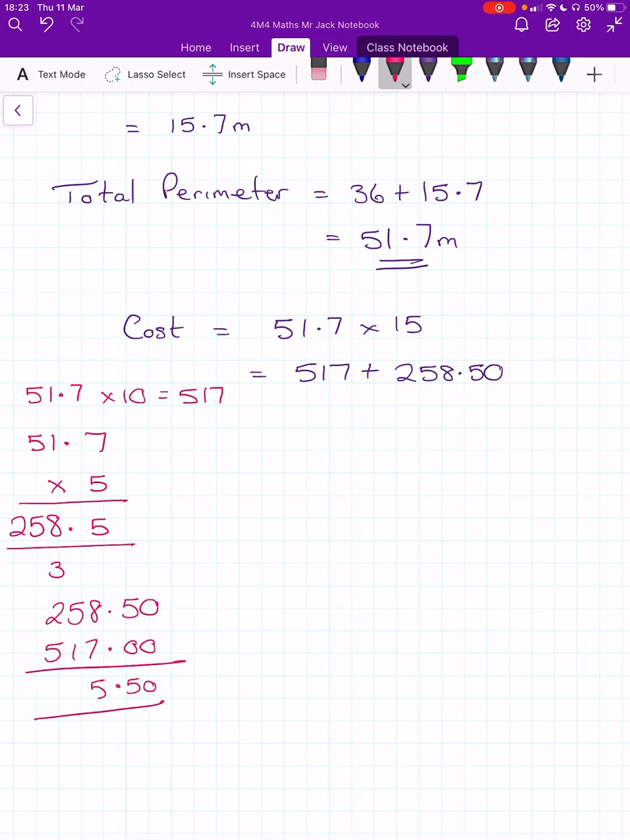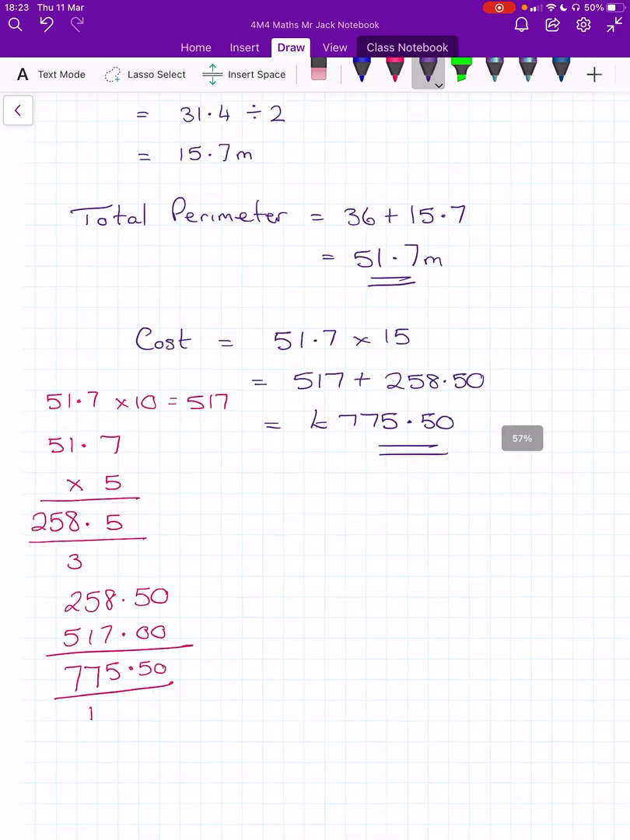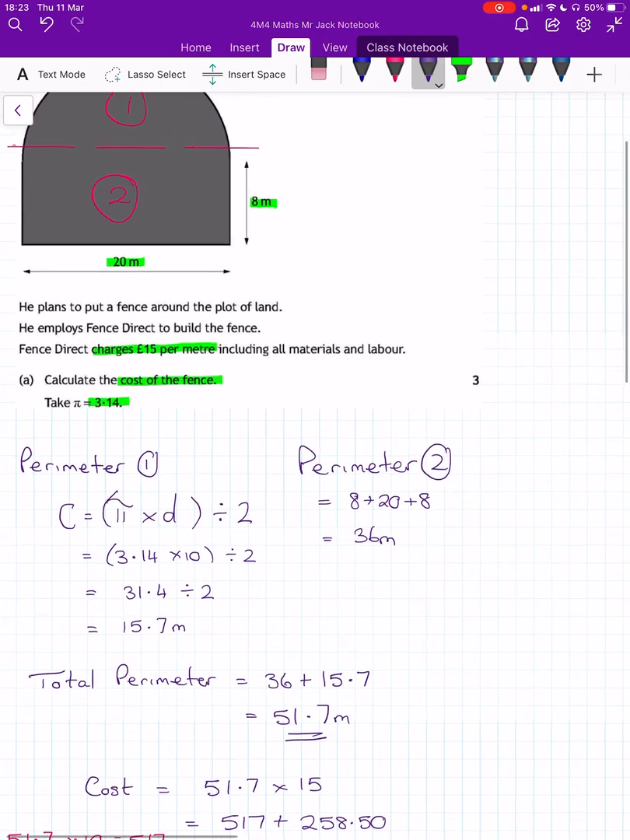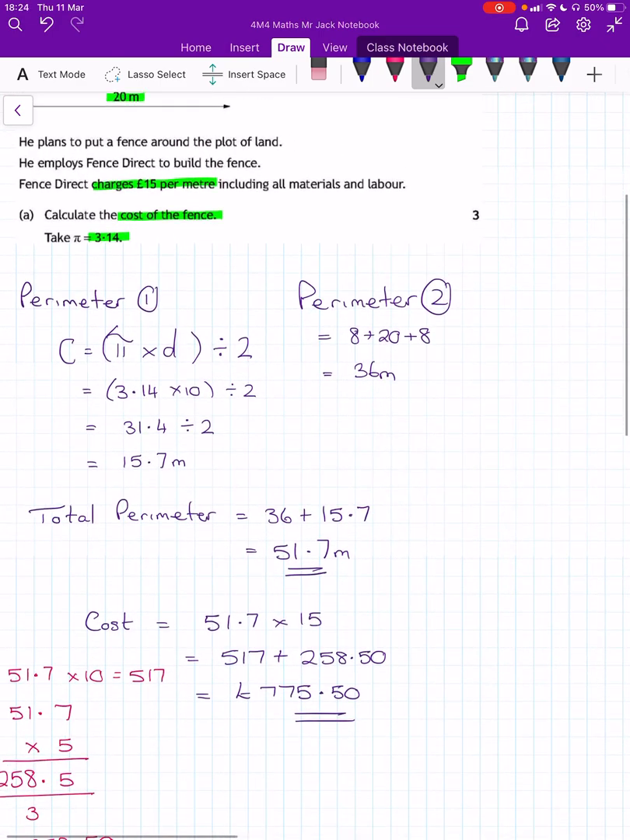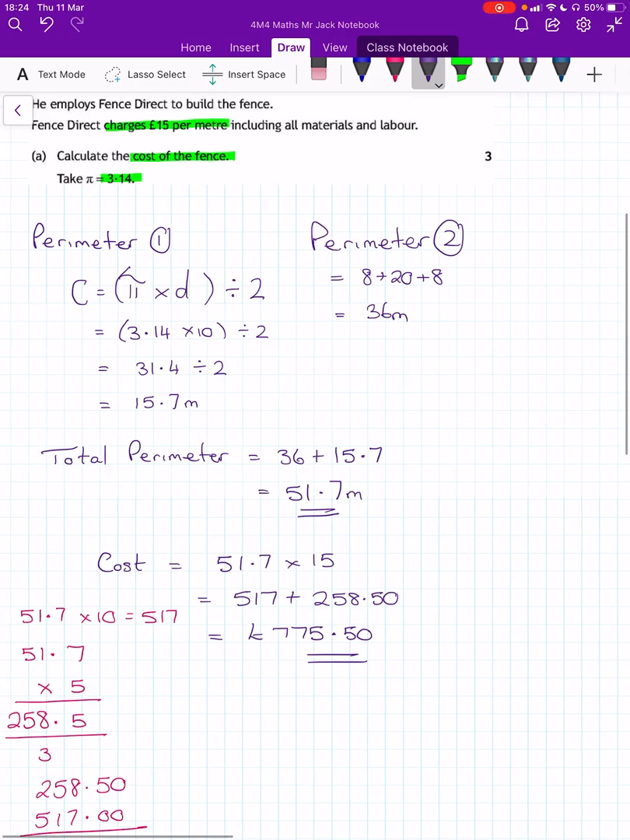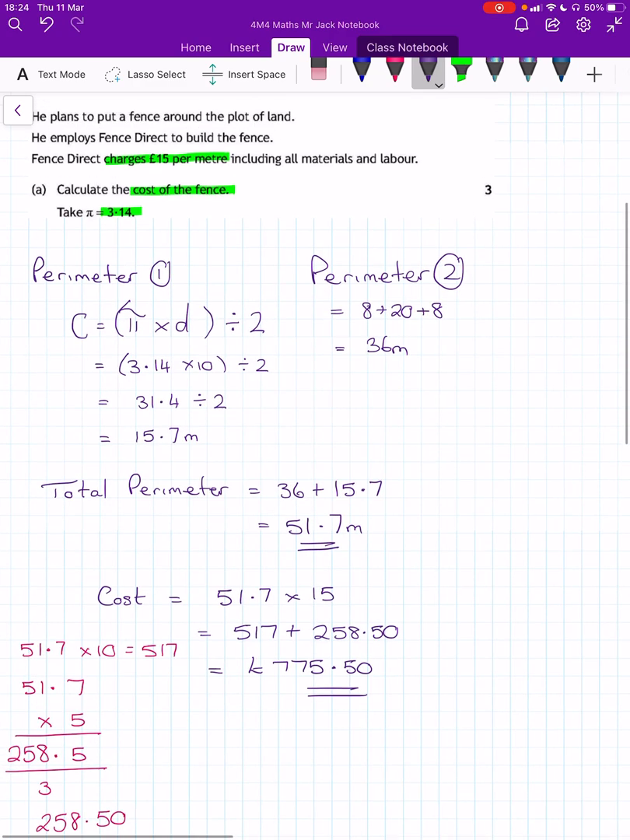8 plus 7 is 15, carry 1. 5 plus 1 is 6, plus 1 is 7. 5 plus 2 is 7. So I'm reckoning the total cost is £775.50. Okay. There's a reason this is National 5 level, guys, because it involves parts of circles, parts of rectangles, mental calculations, and then a little bit of work at the end there in decimals. So £775.50 for that.